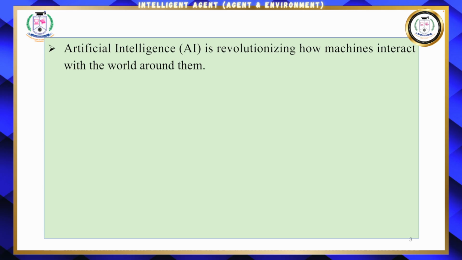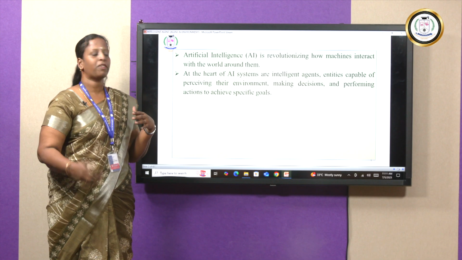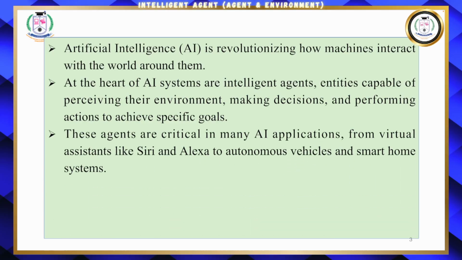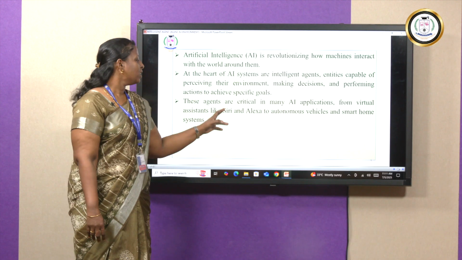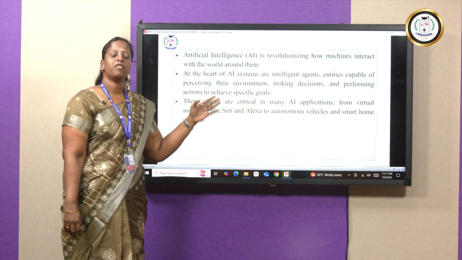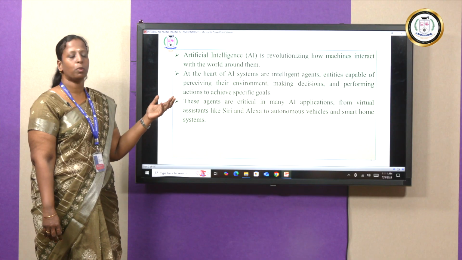AI is the way by which the machine interacts with the system. An intelligent agent is one which perceives the input from the environment and the action is done by means of actuators. There are many real world applications where intelligent agents are used. One such application, day-to-day, is Siri and Alexa. They can be used for autonomous vehicles, and also in smart home protections.